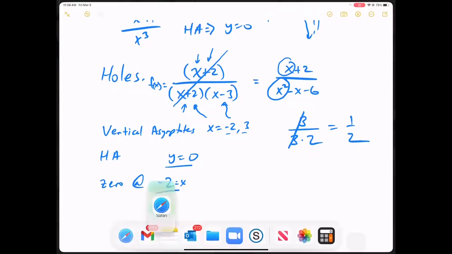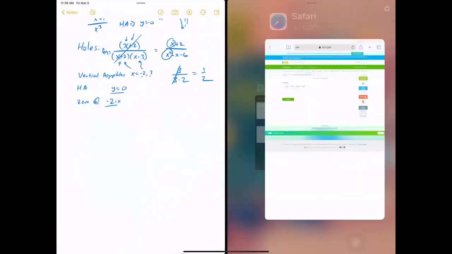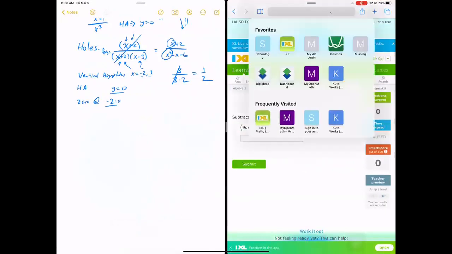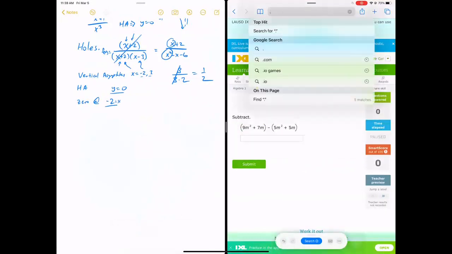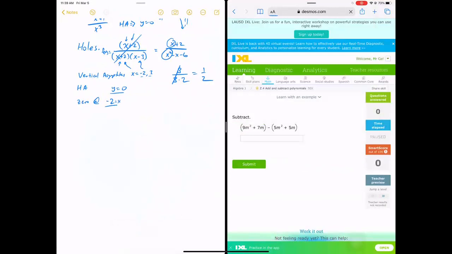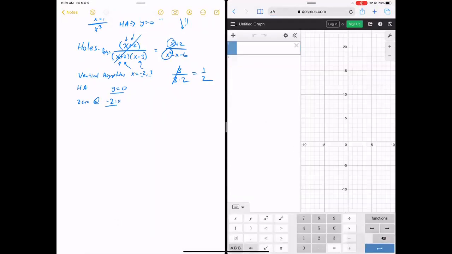So let's go ahead and break out our decimals here. I'm going to graph x plus 2, in parentheses, divided by x squared minus x minus 6.